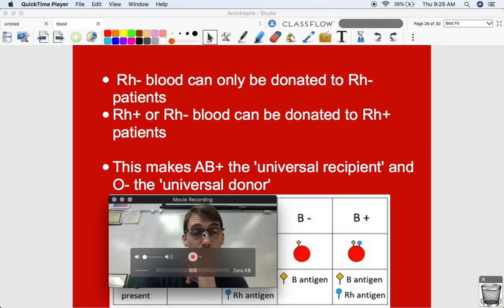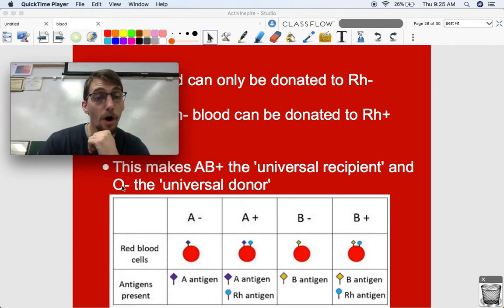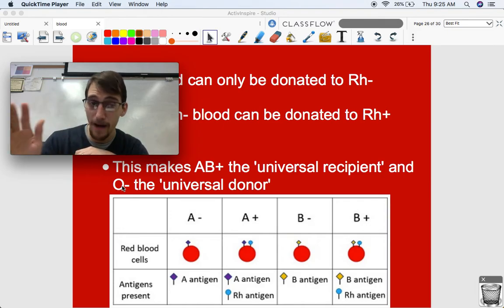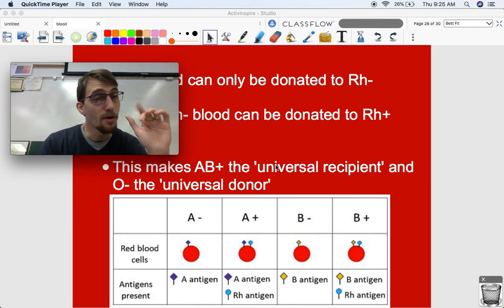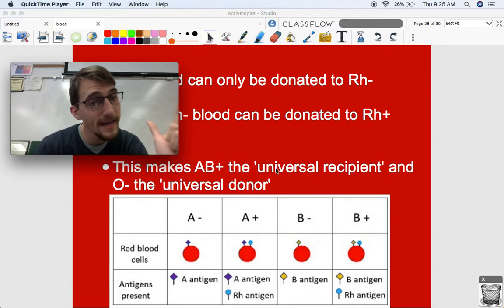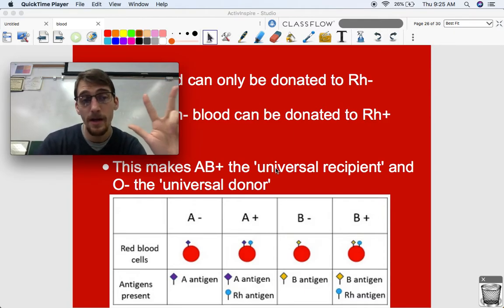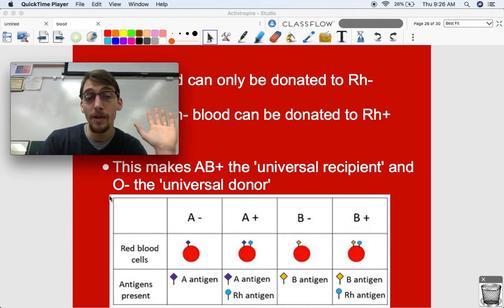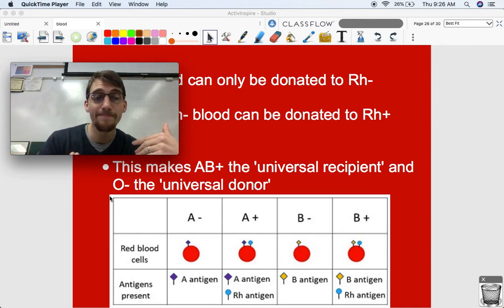But if you're O negative, you're the universal donor. If you have O negative blood, your blood can be accepted by anybody. Because think about it, you don't have the A antigens, you don't have the B antigens, and you don't have the Rh antigens, which means that your blood will be acceptable by everybody's antibodies. You have no antigens there. But this also means that if you're O negative, the only blood type that you can receive from is also O negative.